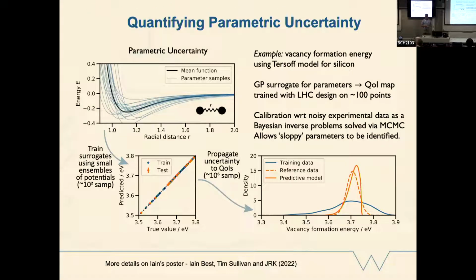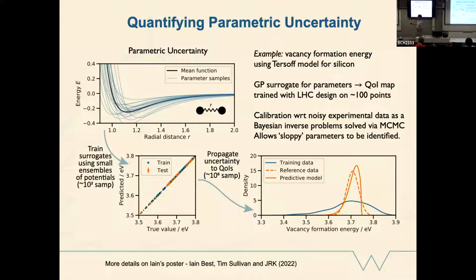So maybe just before getting into that, there's another use that we can put Gaussian processes to, and that's to act as surrogates for particular quantities of interest. So let's say we want to look at parametric uncertainty in a calculation of interest. Take an example of the vacancy formation energy in a simple model for silicon. So we can start off by doing some sensitivity analysis, find the top few parameters, and then we can use this GP machinery to fit a probabilistic surrogate model for the mapping from interatomic parameters through to quantities of interest.